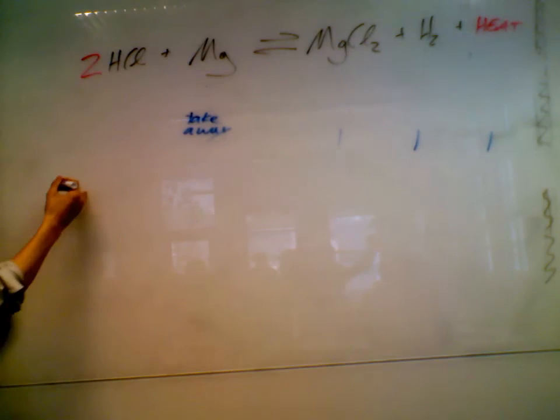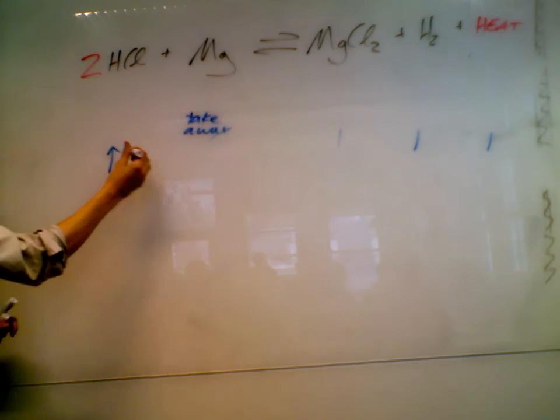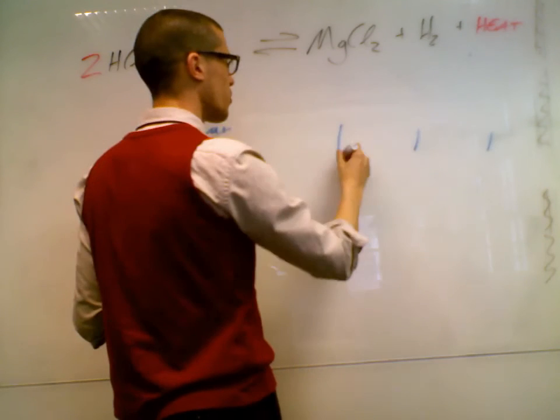So there is going to be more or less of HCl? More. And then the other side would be less. Yeah. And over here, these would all decrease. Less.